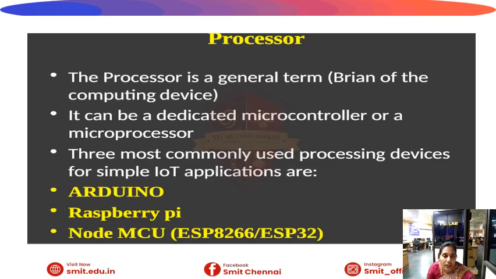What is a processor? The processor is a general term, the brain of the computer. It can be a dedicated microcontroller or a microprocessor. The three most commonly used processing devices are Arduino, Raspberry Pi, and NodeMCU. ESP8266 or ESP32 is used as the MCU.